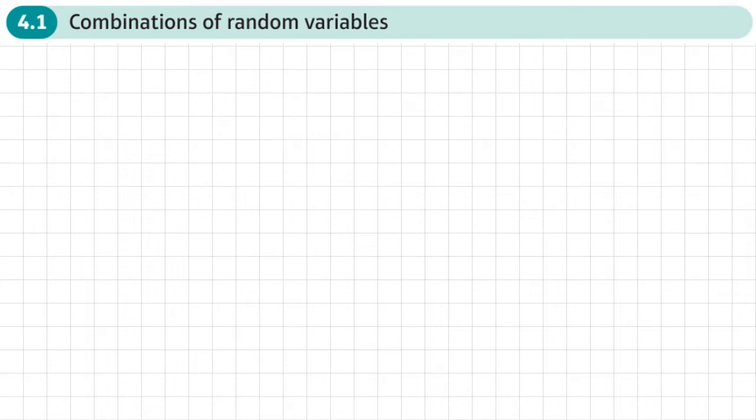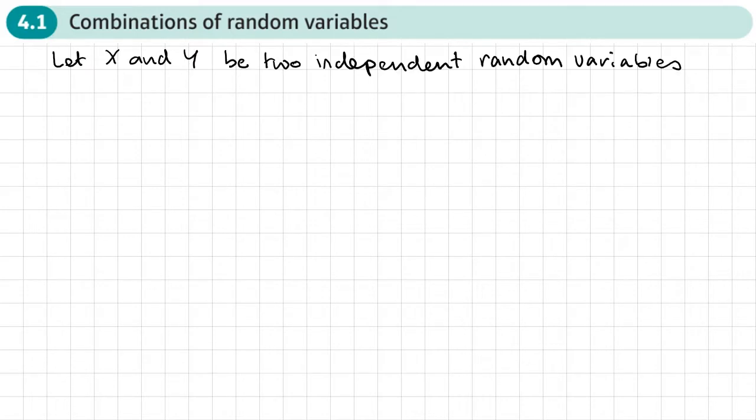This is the first and only section of chapter 4, which is on combinations of random variables. So we'll start by letting X and Y be two independent random variables. And what we're going to do is combine these random variables.